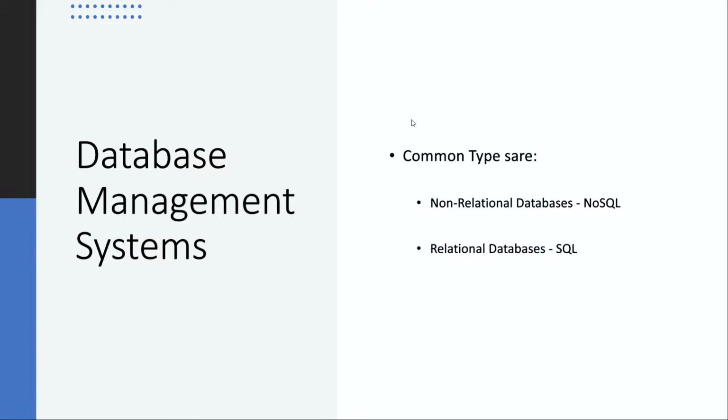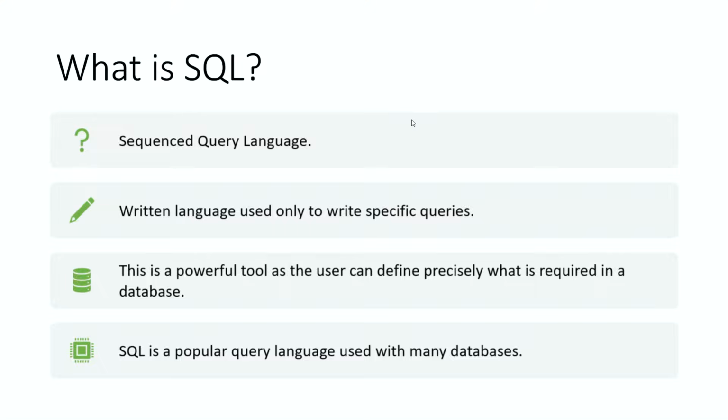So, database management systems. The two common types are non-relational, so no SQL is involved, and relational, where SQL is involved, so Structured Query Language. What is SQL? Structured Query Language is a written language used only to write specific queries. And again, a query, just like the English word, when you query something, it means you ask. It means you ask a question, which means that you're trying to get information back. That's what a query is.